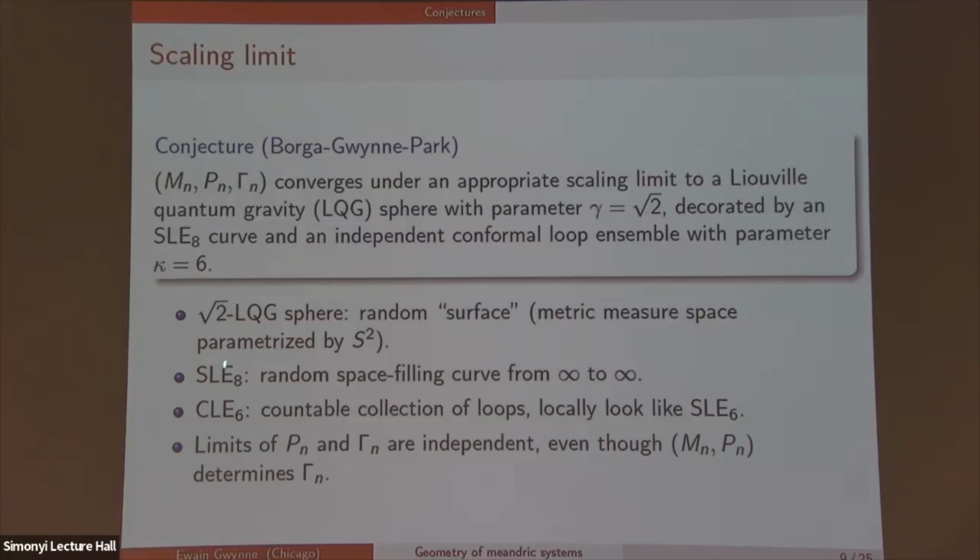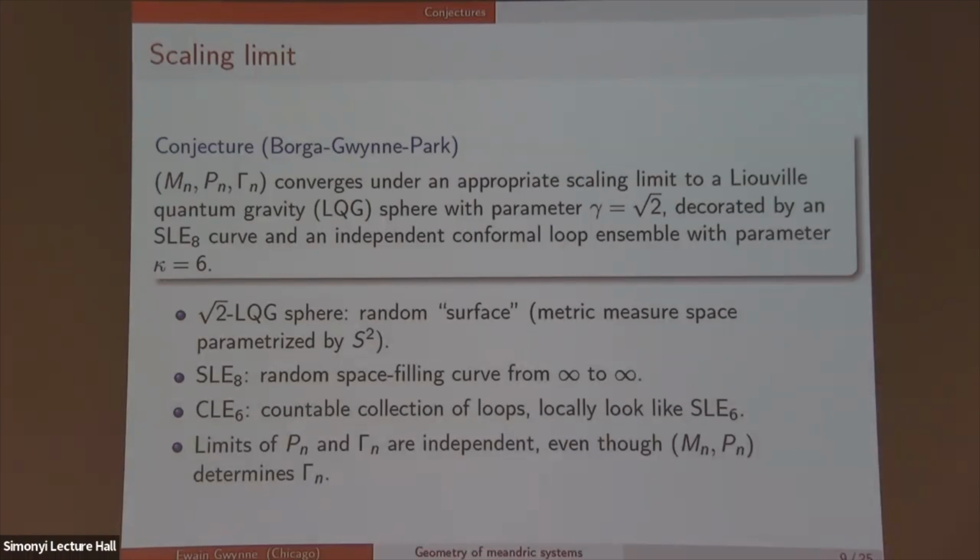And one point that I want to emphasize in this scaling limit result is that at the discrete level, if we see the planar map Mn, and we see the Hamiltonian path Pn, then we can determine gamma n. We can determine the collection of loops because the edges hit by the path are precisely the complement of the edges hit by the loop. So the path and the loops determine each other at the discrete level. But the conjecture is that they should be independent in the scaling limit. We think that in the scaling limit, this SLE8 and this CLE6 should be independent from each other.